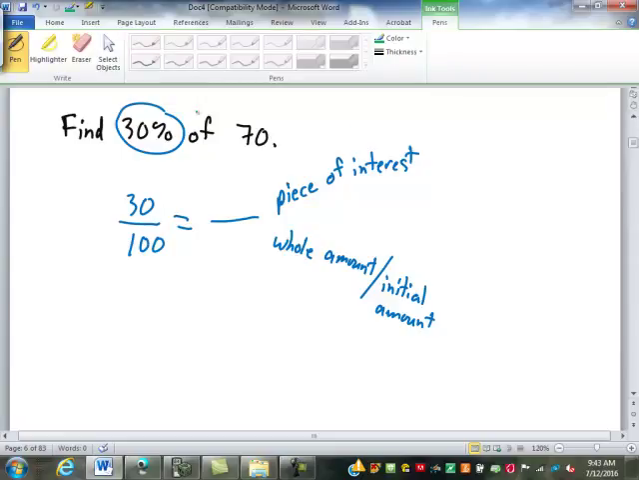And in this type of problem, whenever you see that word of, you have to ask yourself, does that really mean out of? In this case, yeah. Find 30% out of 70 is what that really means. So what does that imply about where the 70 goes? On the bottom. We want to find a number out of 70. So to find that missing number, we cross multiply. 30 times 70 is 2100. Then we divide by the 100 is 21. So 21 is 30% out of 70.